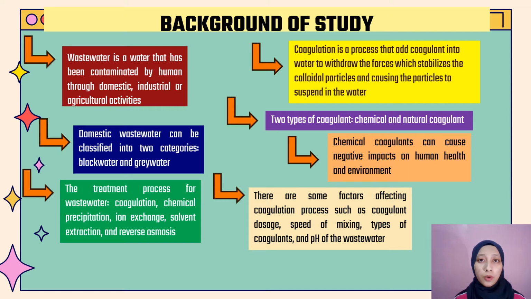There are two types of coagulant. First is chemical coagulant, which consists of iron and alum base, while natural coagulant is naturally occurring, such as plant-based. For the chemical coagulant, it can give bad impact on both human health and environment. For coagulation process, there are some factors that affect it, such as coagulant dosage, mixing speed, the types of coagulants, and the pH of wastewater.